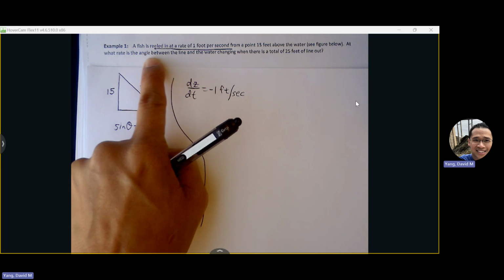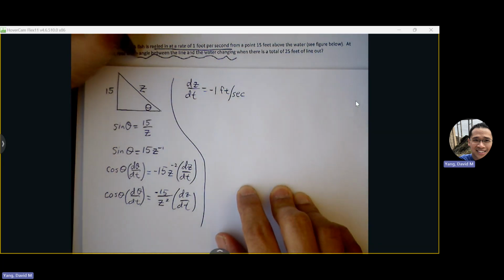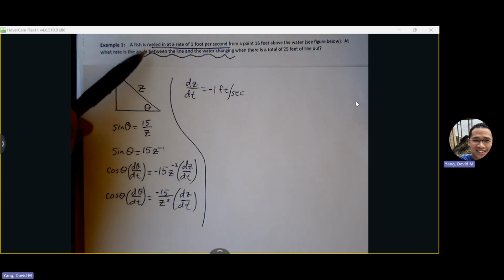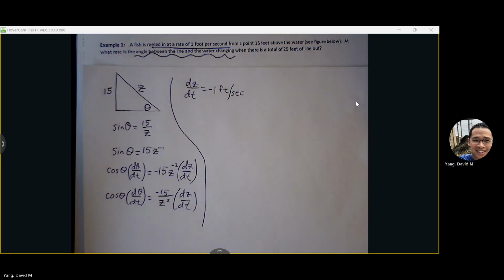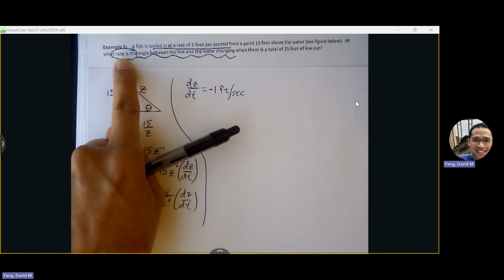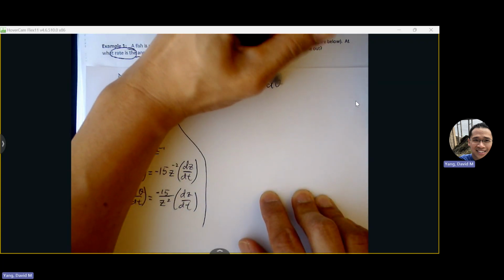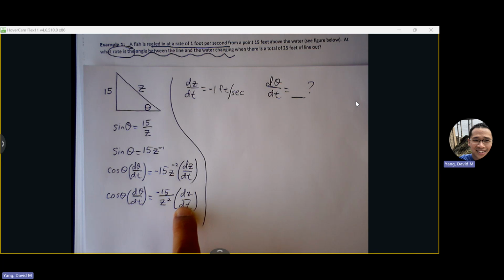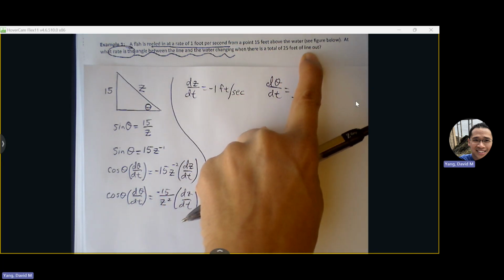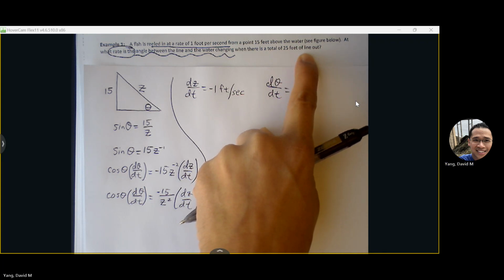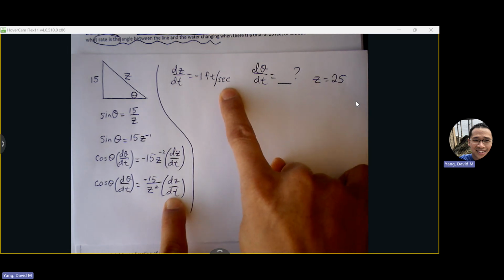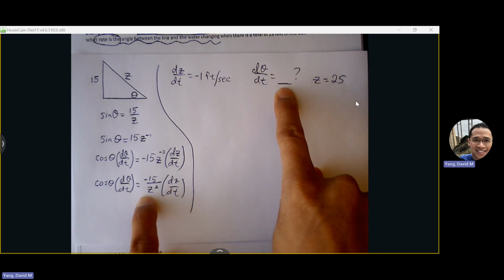At what rate is the angle between the line and the water changing? So what do you think we're looking for? Angle between the line and the water. Which variable is it, theta or d theta dt? Rate. D theta dt. Yeah. So that's our goal here, d theta dt. So we have negative 1 that we can plug in for dz dt. When there's a total of 25 feet of line out, what's 25 referring to? Z, okay. So look at what we have. We have dz dt that we can plug in. We have z, which is 25. We're looking for d theta dt, which is our missing variable.